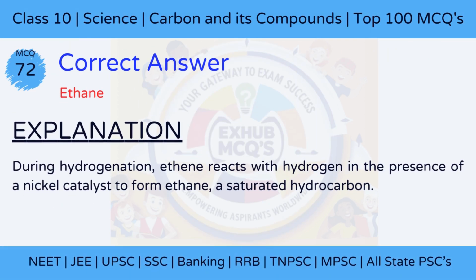The correct answer is option B, ethane. Explanation. Ethene reacts with hydrogen in the presence of a nickel catalyst during hydrogenation, converting the double bond into a single bond, forming ethane.